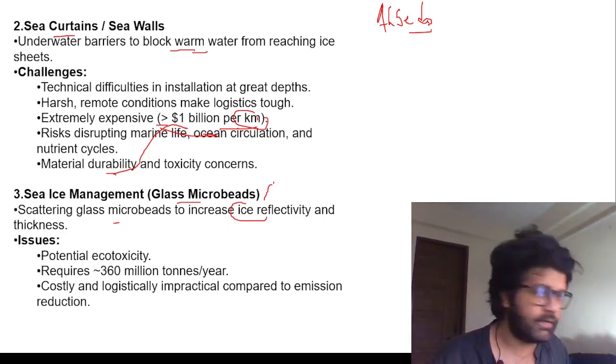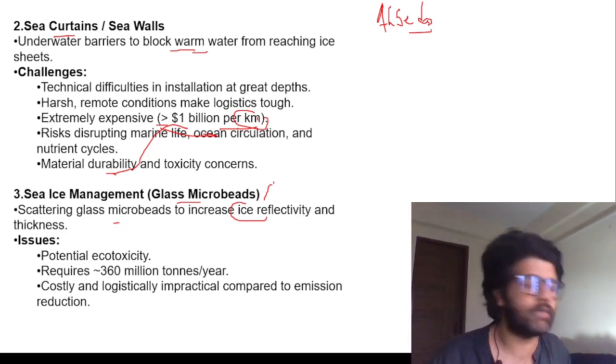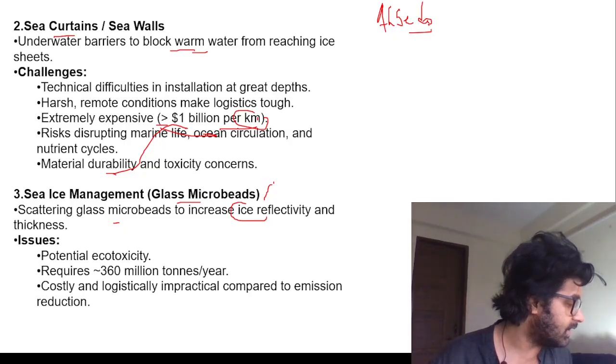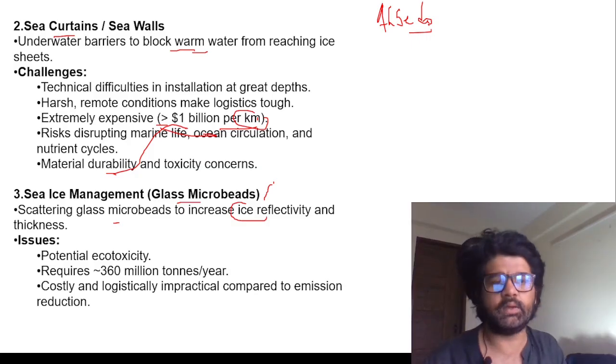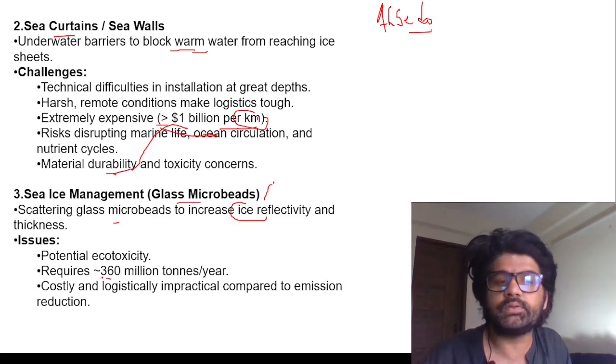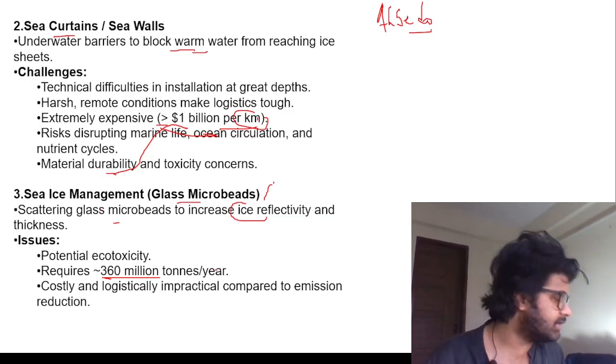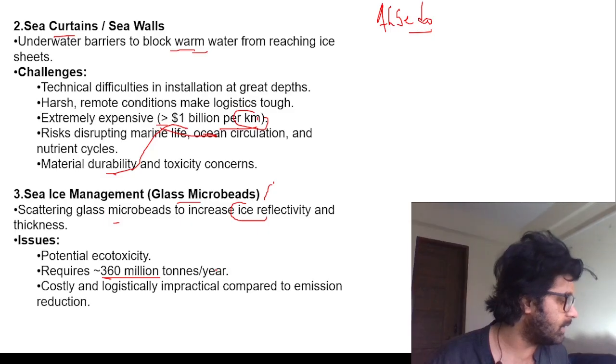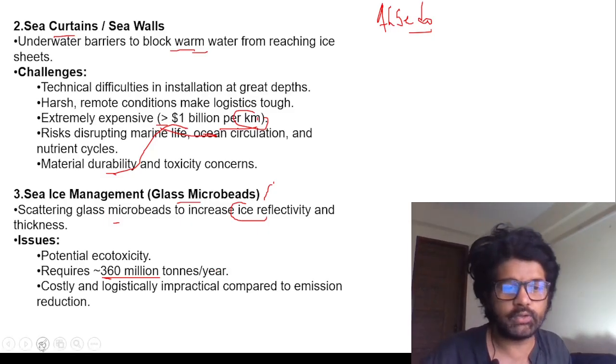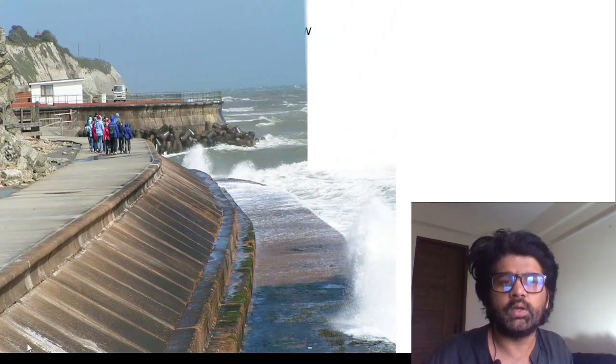So if you increase the reflectivity of ice, it will reflect more sunlight, and less sunlight will be reaching earth, warming us. So win-win scenario, right? But again, money. It requires 360 million tons per year. You need these many glass microbits. Costly. Again, cost is a common component which we are seeing, and then there are technicalities which are associated with these kind of things. Then what else?